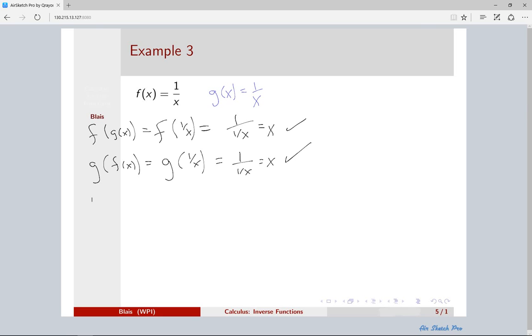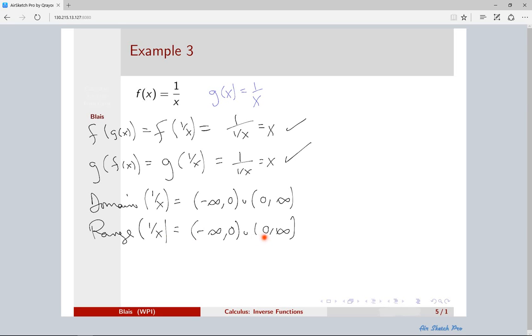Now the domain of 1 over x is all the real numbers except 0. What about the range? Well, think about the values you can get. You can get any positive number, you can get any negative number, but you can't get 0. There's nothing you can put in the denominator here that would make 1 over x 0. So the range is the same.